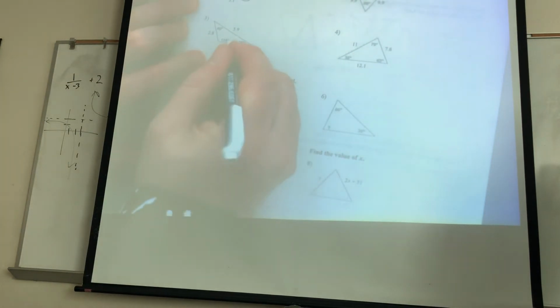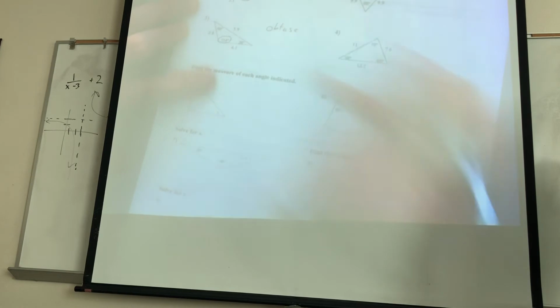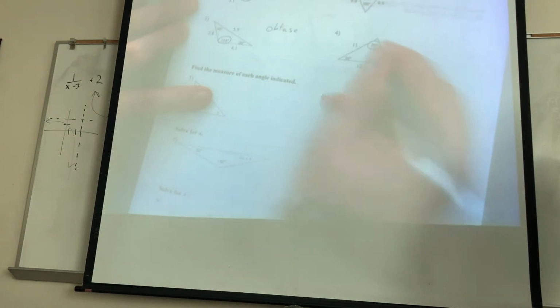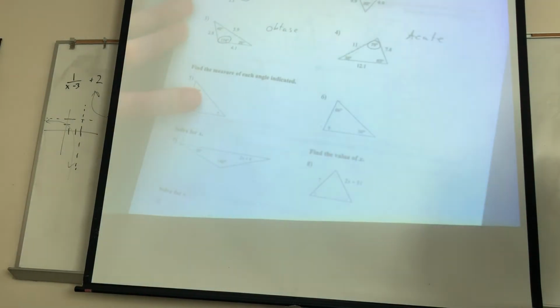On this one, the 114 is the biggest. It's bigger than 90. This is an obtuse triangle. On this one, 79 is the biggest angle. It's smaller than 90. This is an acute triangle. Okay?